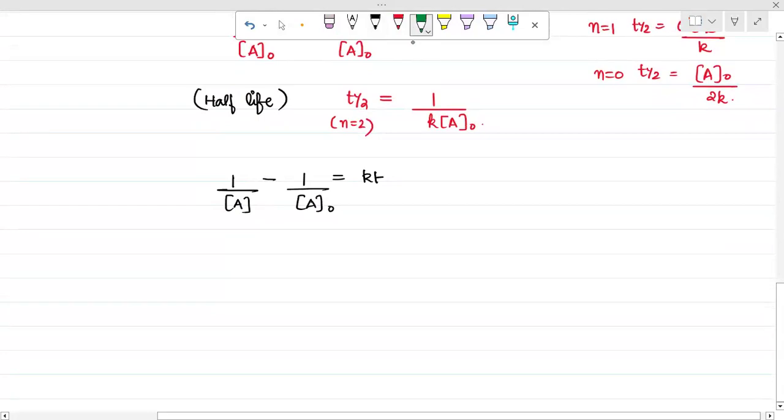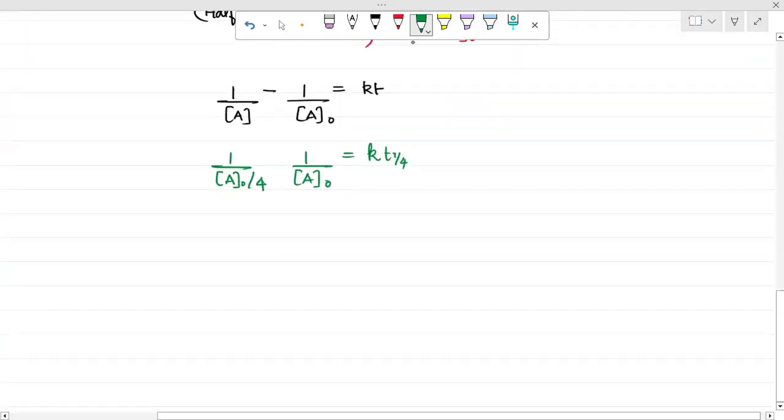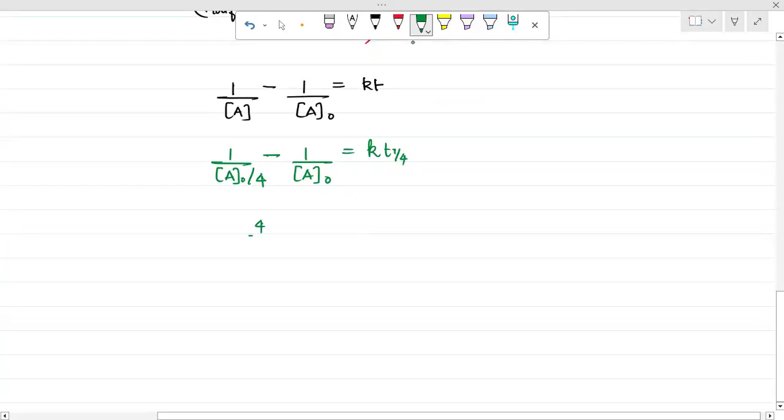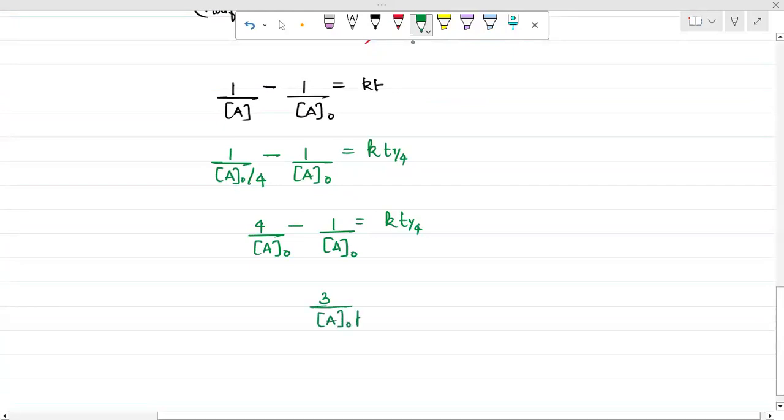At quarter life, what will happen? Let's say it is T 1 by 4. K is equal to... initial concentration won't change. Final concentration will be reduced to 1 by 4th of the initial concentration, which means this becomes A naught by 4. Correct? So this is 4 by A naught minus 1 by A naught. This is equal to K into quarter life. Or this is 3 by A naught. K comes to the left. This is the quarter life expression.